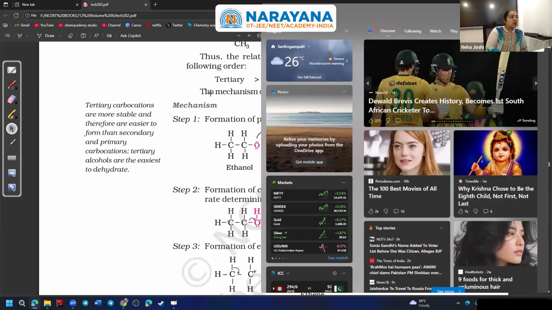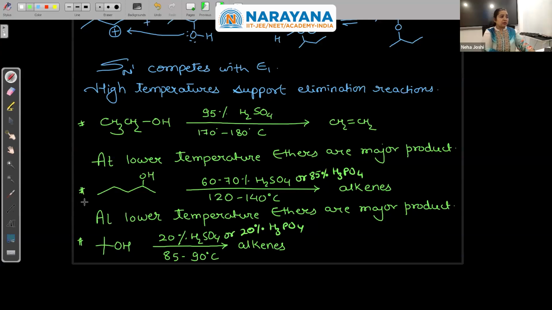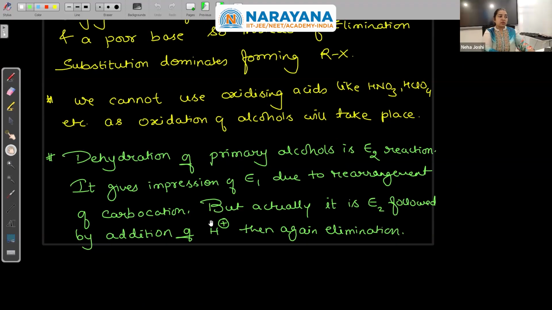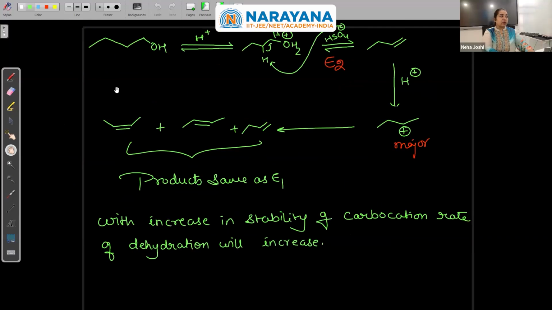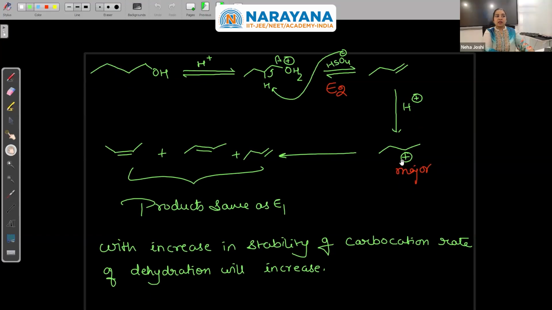But when we talk of our detailed process, dehydration of primary alcohols is basically an E2 reaction. It gives us the impression of E1 due to rearrangement of carbocation, but actually it is E2 followed by addition of H plus and then again elimination. What I want to say is, if it is a primary alcohol, it goes by E2. This full carbocation is not formed. But as alkene is formed and it is prone to attack by H plus, we will again have a carbocation.